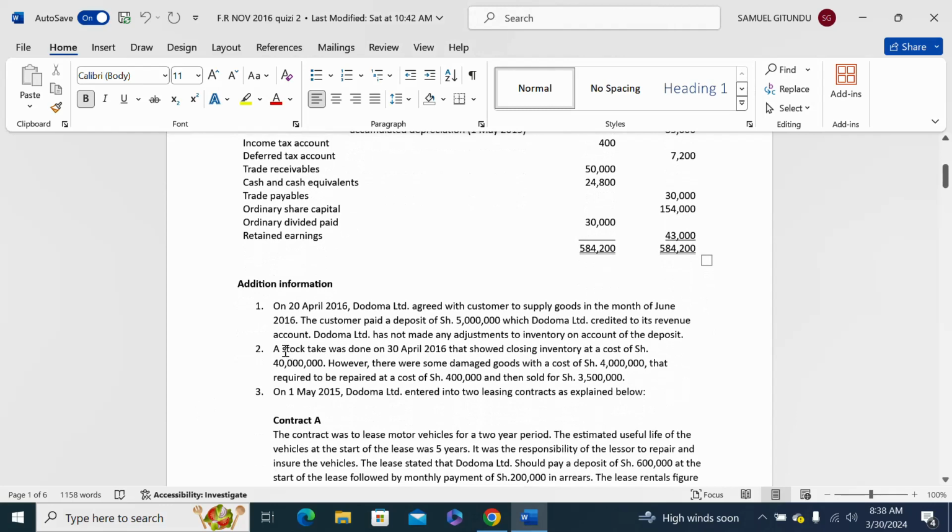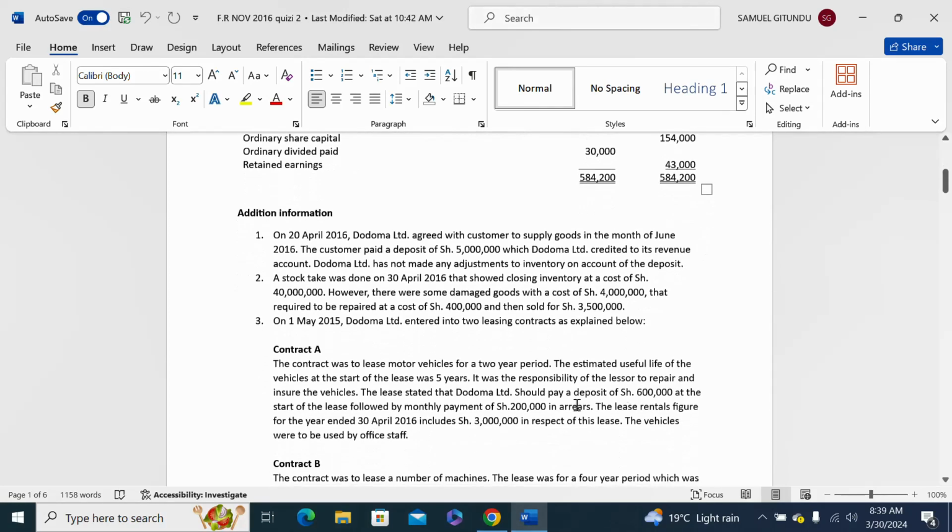Number 2, a stocktake was done on 30th April 2016 that showed closing inventory at cost of shillings 40 million. However, there were some damaged goods with a cost of shillings 4 million that required to be repaired at a cost of shillings 400,000 and then sold for shillings 3,500,000. On 1st May 2015, Dodoma Limited entered into two leasing contracts as explained below.